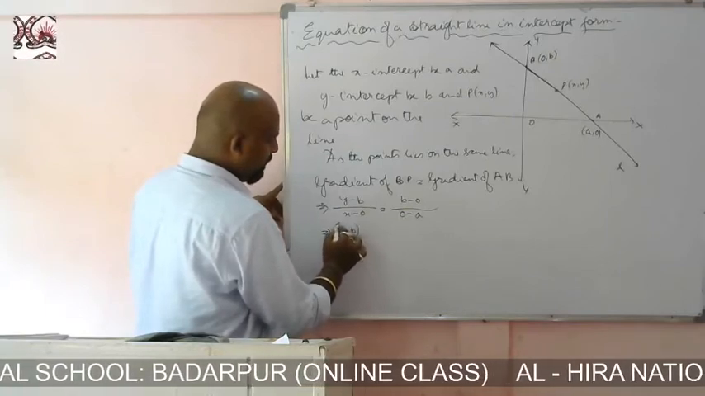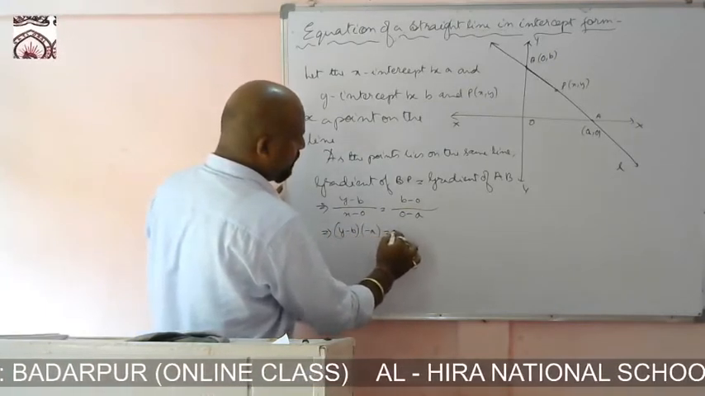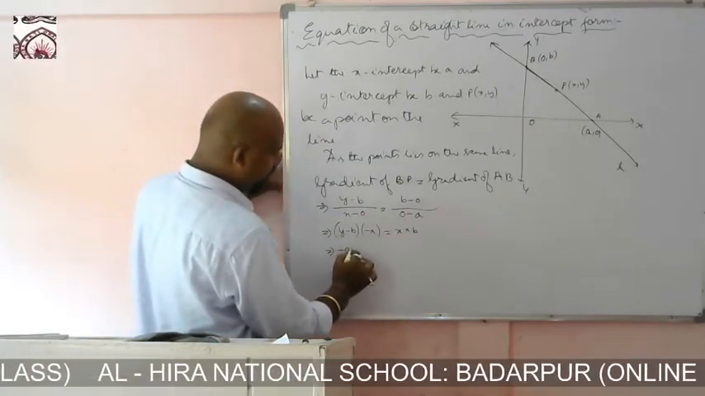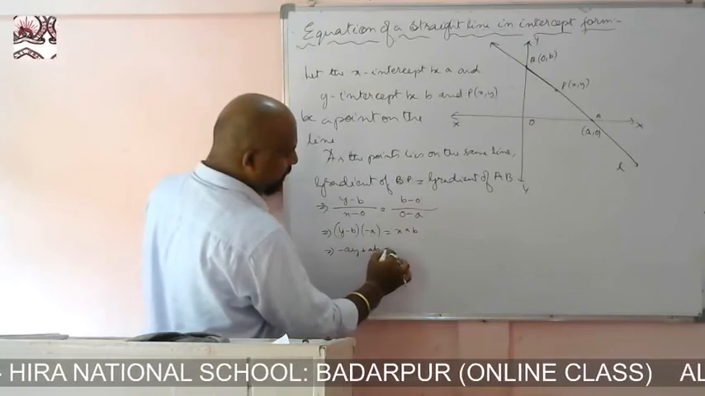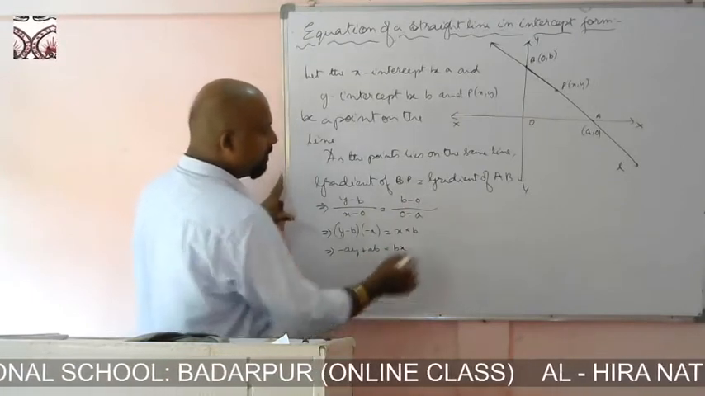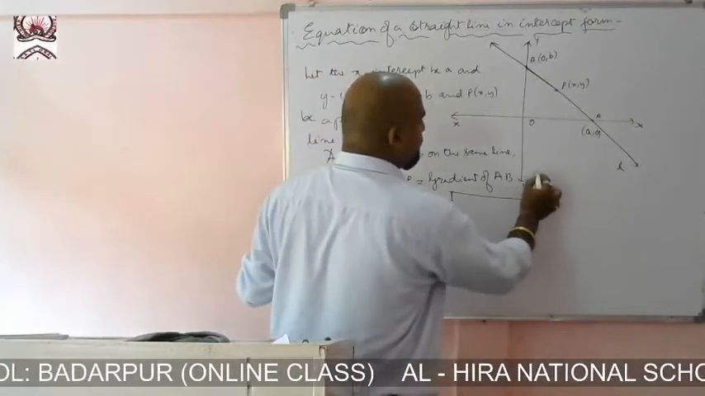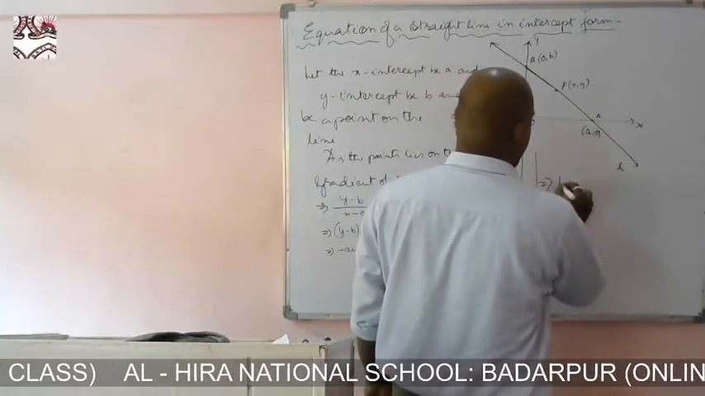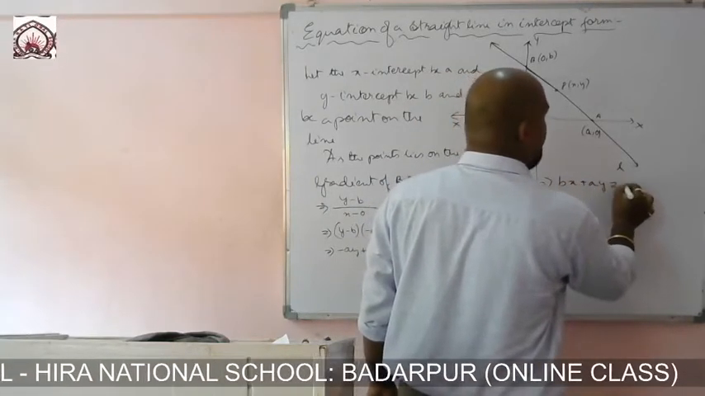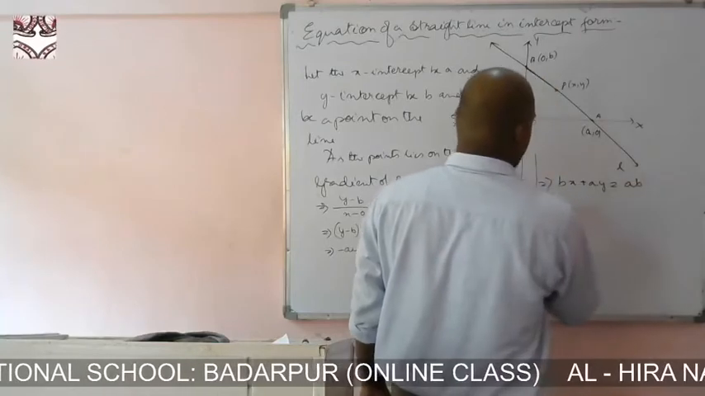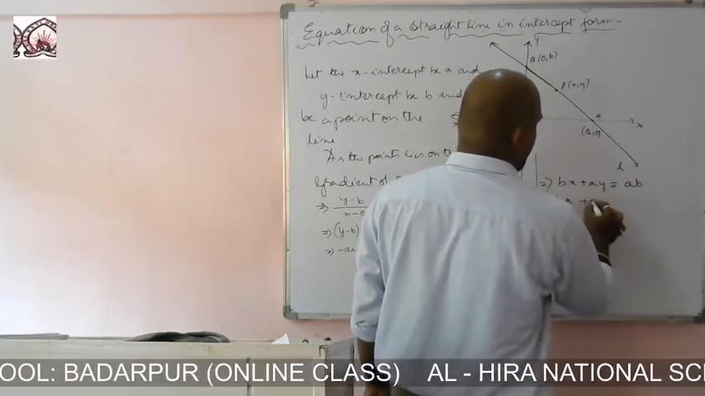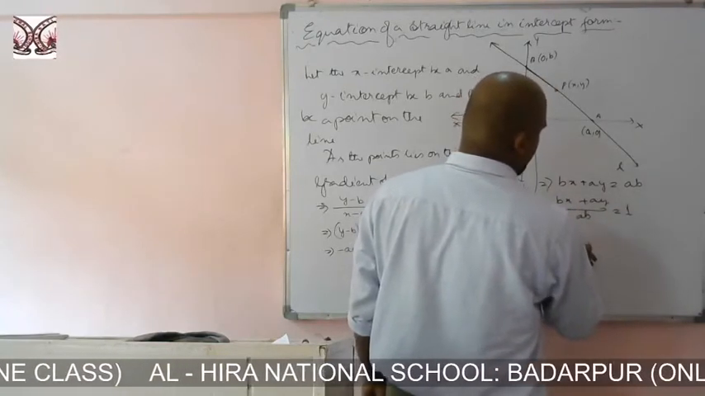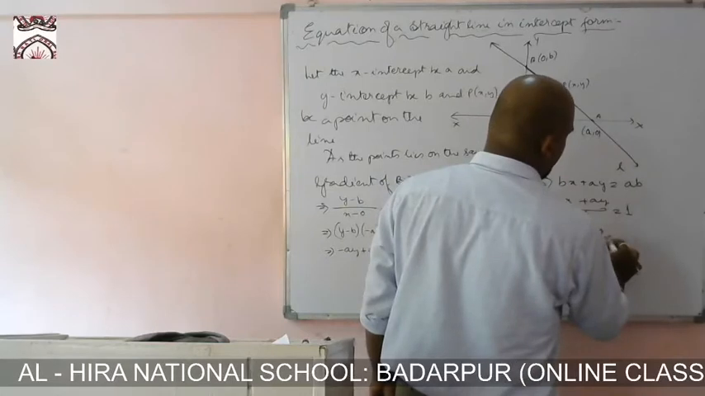Then (y minus b) into minus a equals x into b. So minus ay plus ab equals bx. Then bx plus ay equals ab. Dividing by ab, bx by ab plus ay by ab equals 1, so x by a plus y by b equals 1.